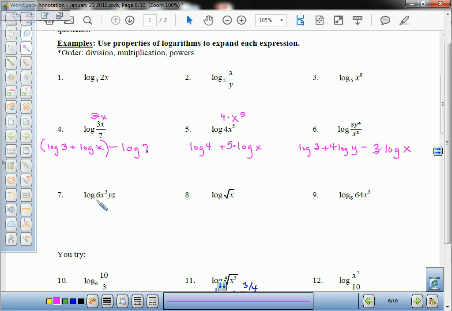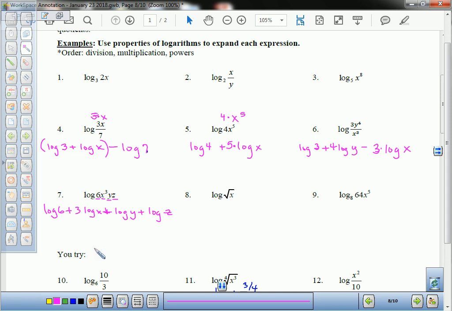All right. How many different things do you think this will break up into? 3. 1, 2, 3, 4. So we're going to have log of 6 plus how many logs of x? 3 log of x plus log of y plus log of z. This product turns into a long sum.